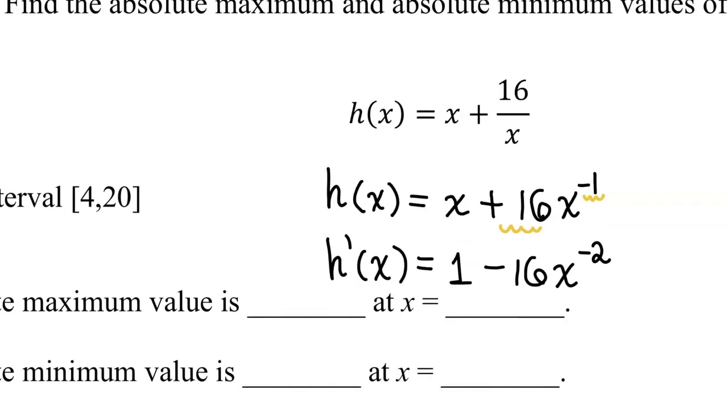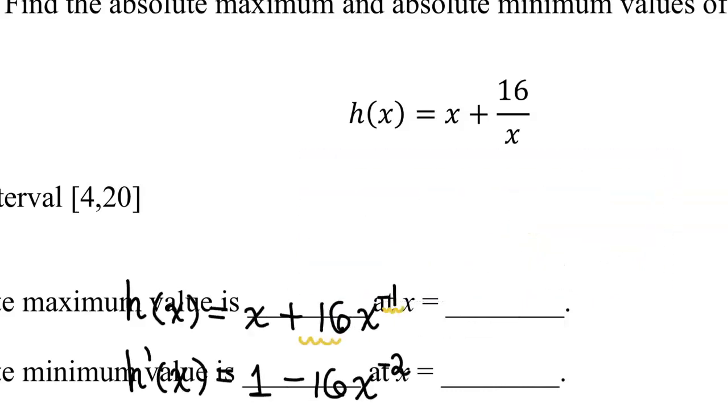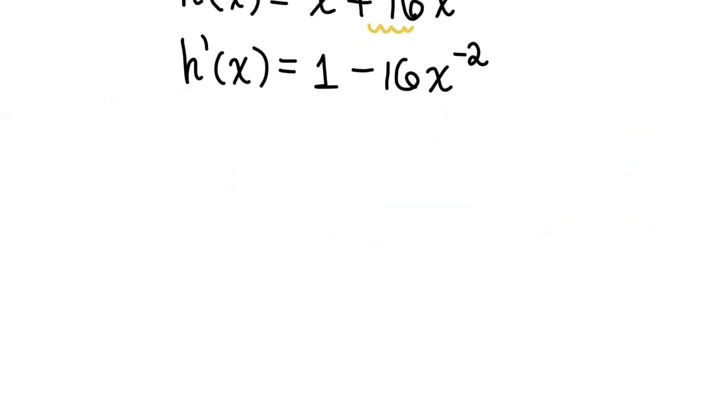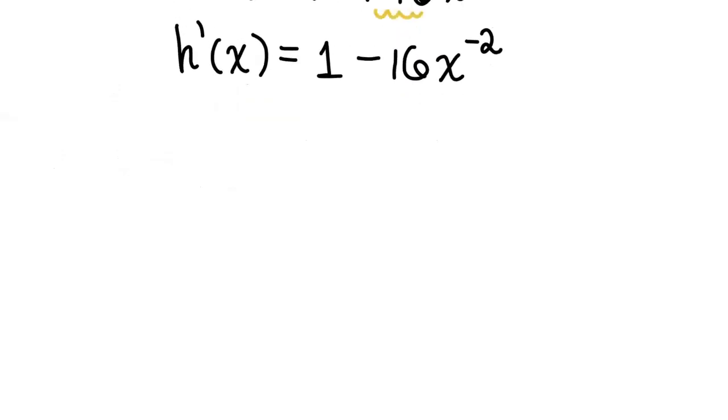Now, let's talk about the critical value for this. This is a rational function. Remember for the previous ones, we just had to set the derivative equal to 0 because polynomials are always defined. But for rational functions, we also need to consider when the function is undefined. So, let's do what we are good at first. Let's set this equal to 0 first.